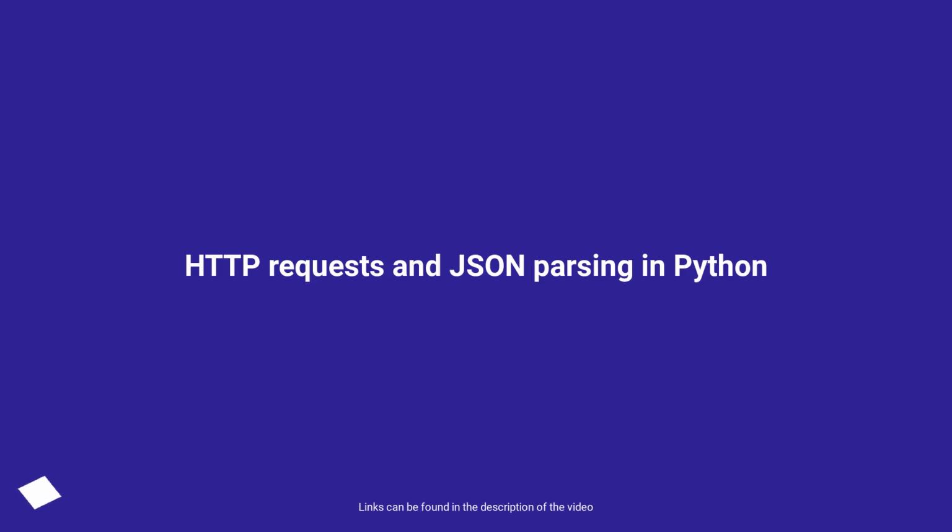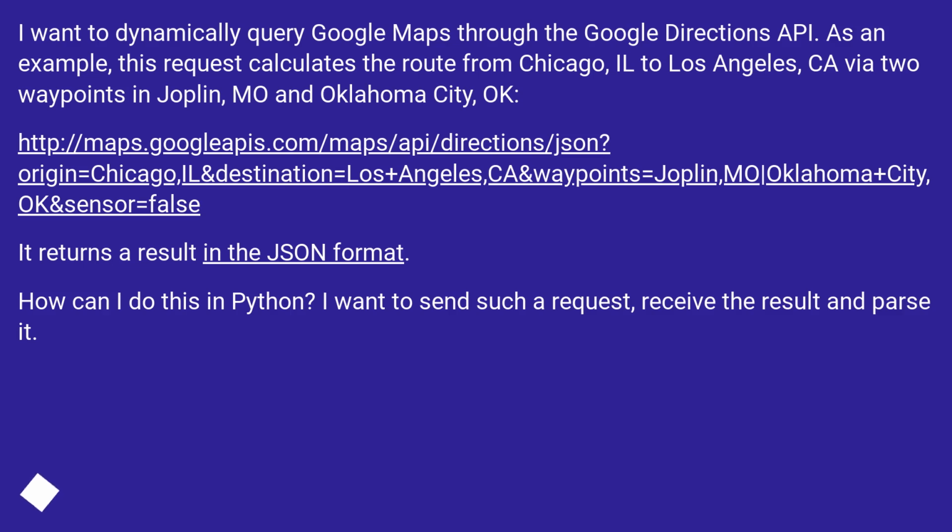HTTP requests and JSON parsing in Python. I want to dynamically query Google Maps through the Google Directions API.